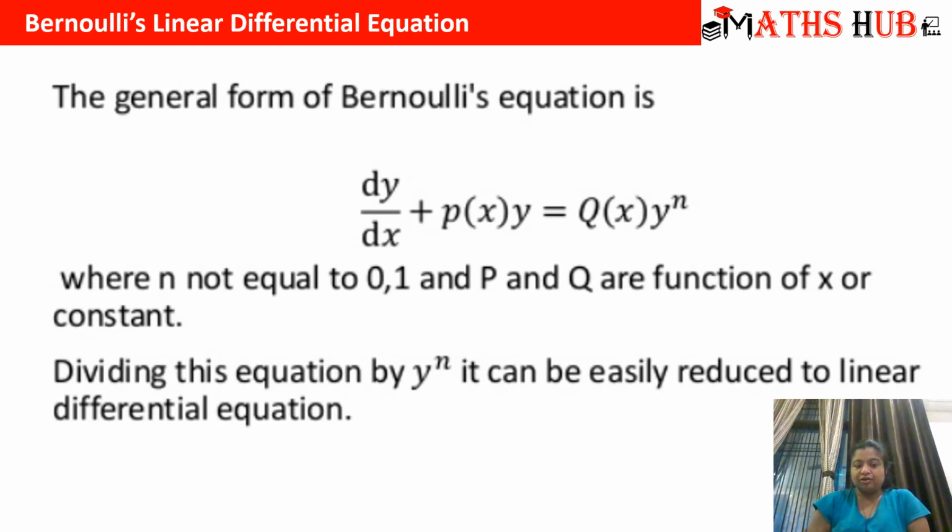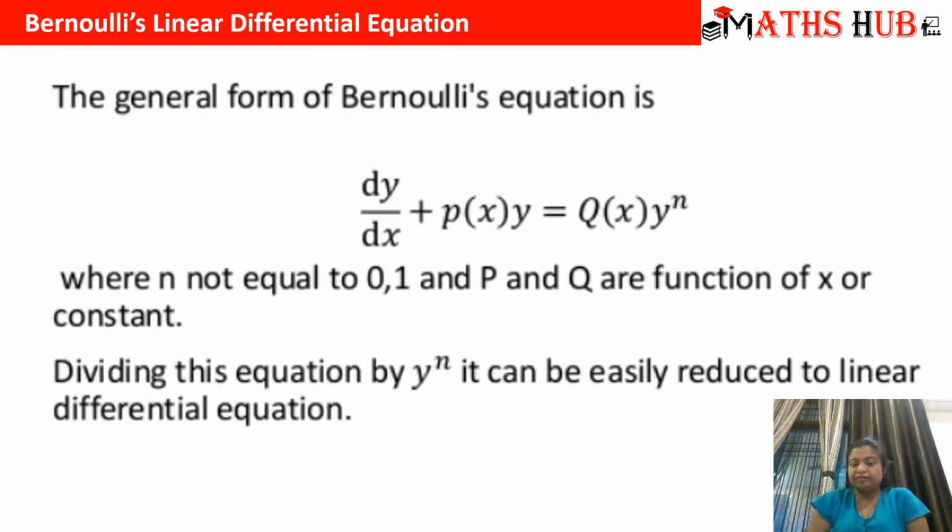A general Bernoulli's linear differential equation is of the type dy/dx + p(x) y = q(x) y^n. If you have seen my last video, you will find that this term y^n was missing in the Leibniz differential equation. Now, if this power n is equal to 0, it reduces to the Leibniz linear differential equation form, and p and q are functions of x.